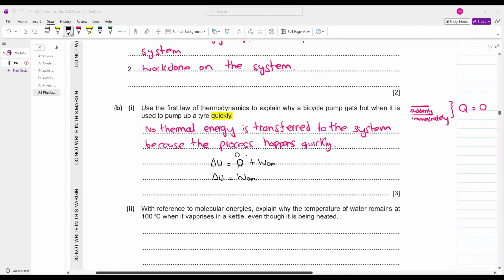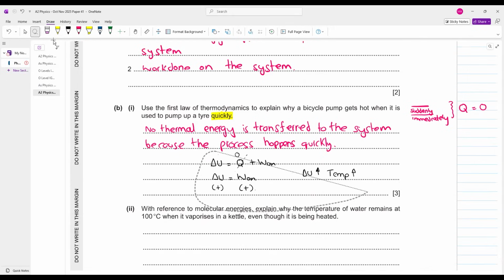We are decreasing the volume of the gas. If you are decreasing the volume of the gas, you are compressing the gas. Your work done on the gas will be positive. Hence, your change in internal energy will be positive. If your change in internal energy is increasing, your temperature will increase, your pump will become hot. So this is what we will write in the next remaining lines.